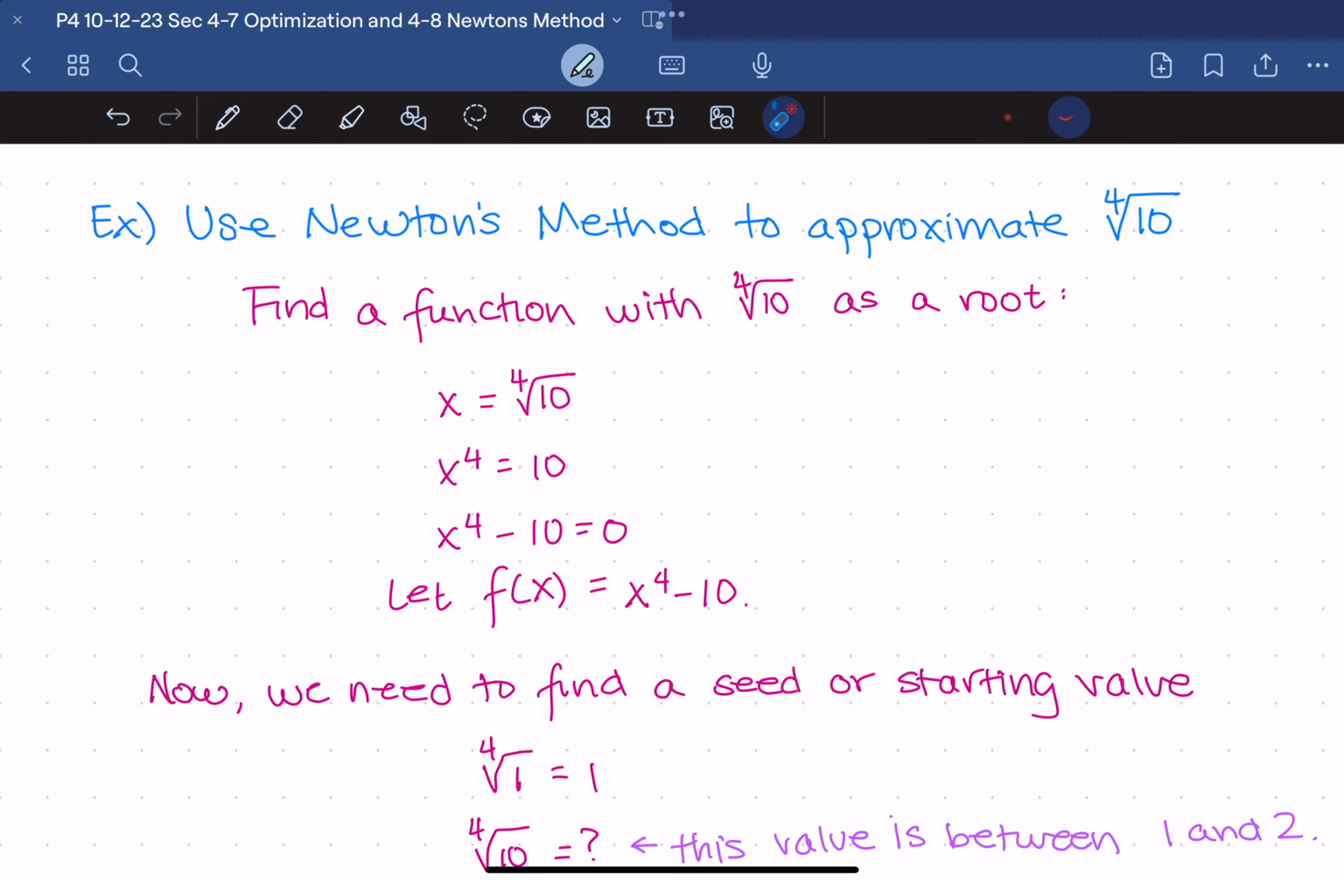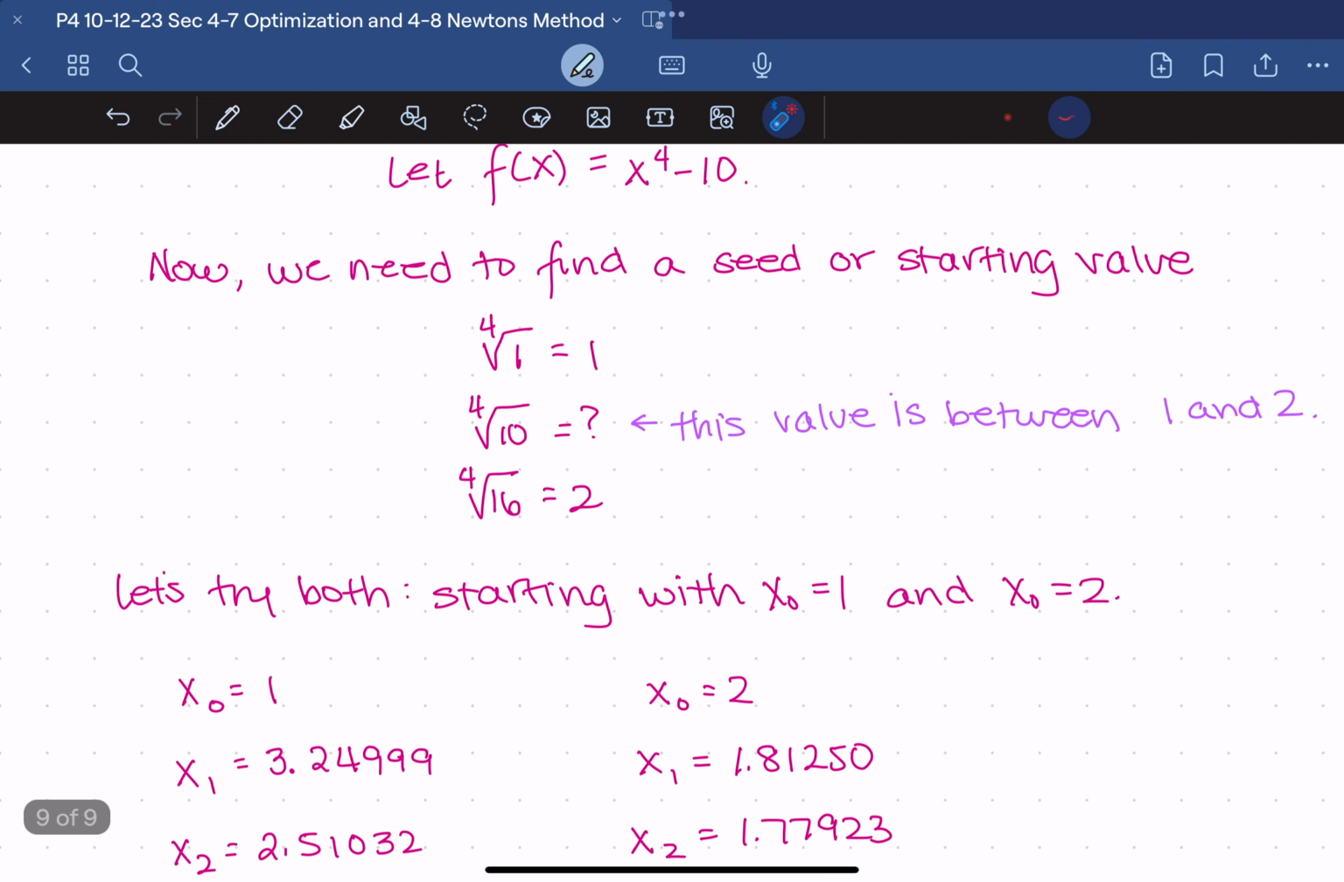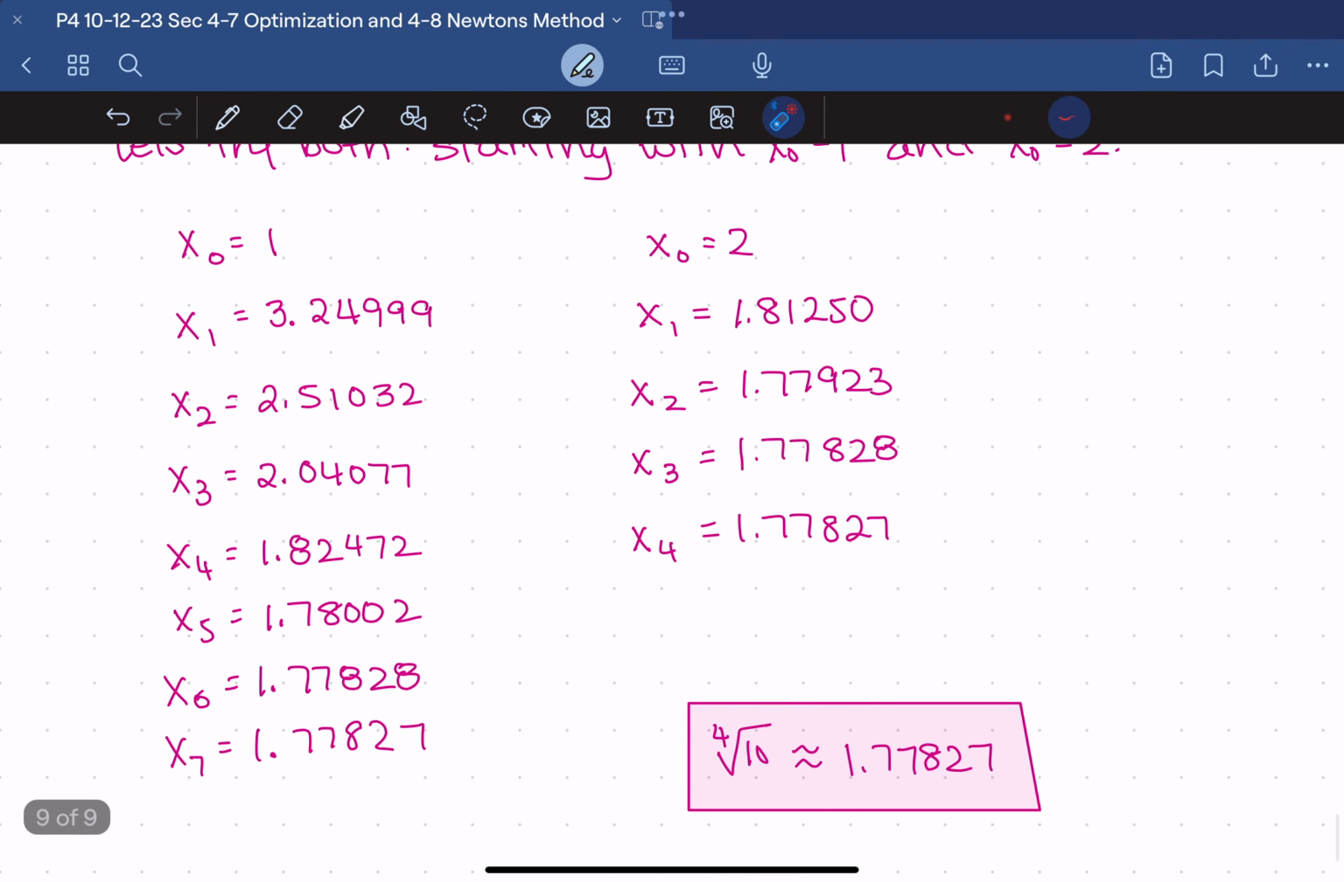All right, so this time I didn't tell you where to start. So we need to find that. Now we know the fourth root of 1 is 1, and the fourth root of 16 is 2. The fourth root of 10 has to be in between these somewhere. It's got to be in between 1 and 2. It's probably going to be closer to 2, but do I start with 1 or do I start with 2? And just for fun, I showed you both. Here it is starting with 1, and I also didn't tell you how accurate to make it, so I basically just chose 5 digits.